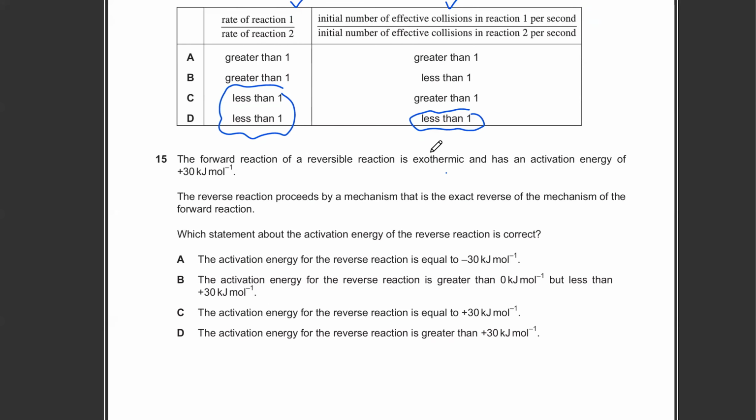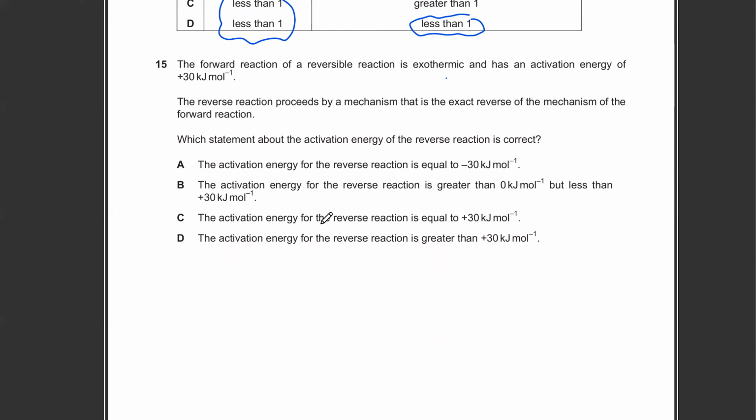The forward reaction of a reversible reaction is exothermic and has an activation energy of plus 30. The reverse reaction proceeds by a mechanism that is the exact reverse of the mechanism of the forward reaction. So we can kind of sketch the energy profile diagram for this. Remember, it's an exothermic reaction. So what will you have? For an exothermic reaction, this is how. That's your reactants, that's your products, right?